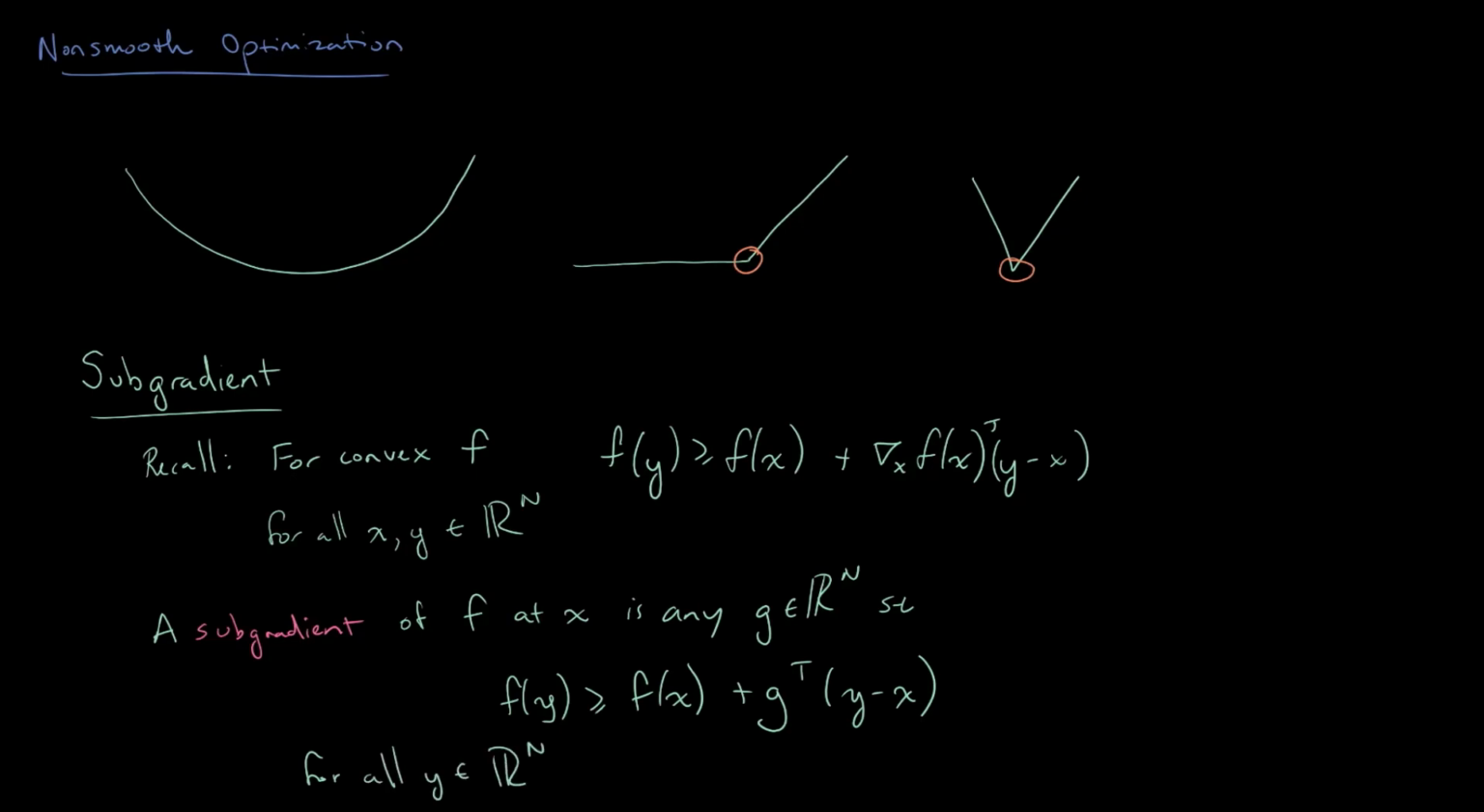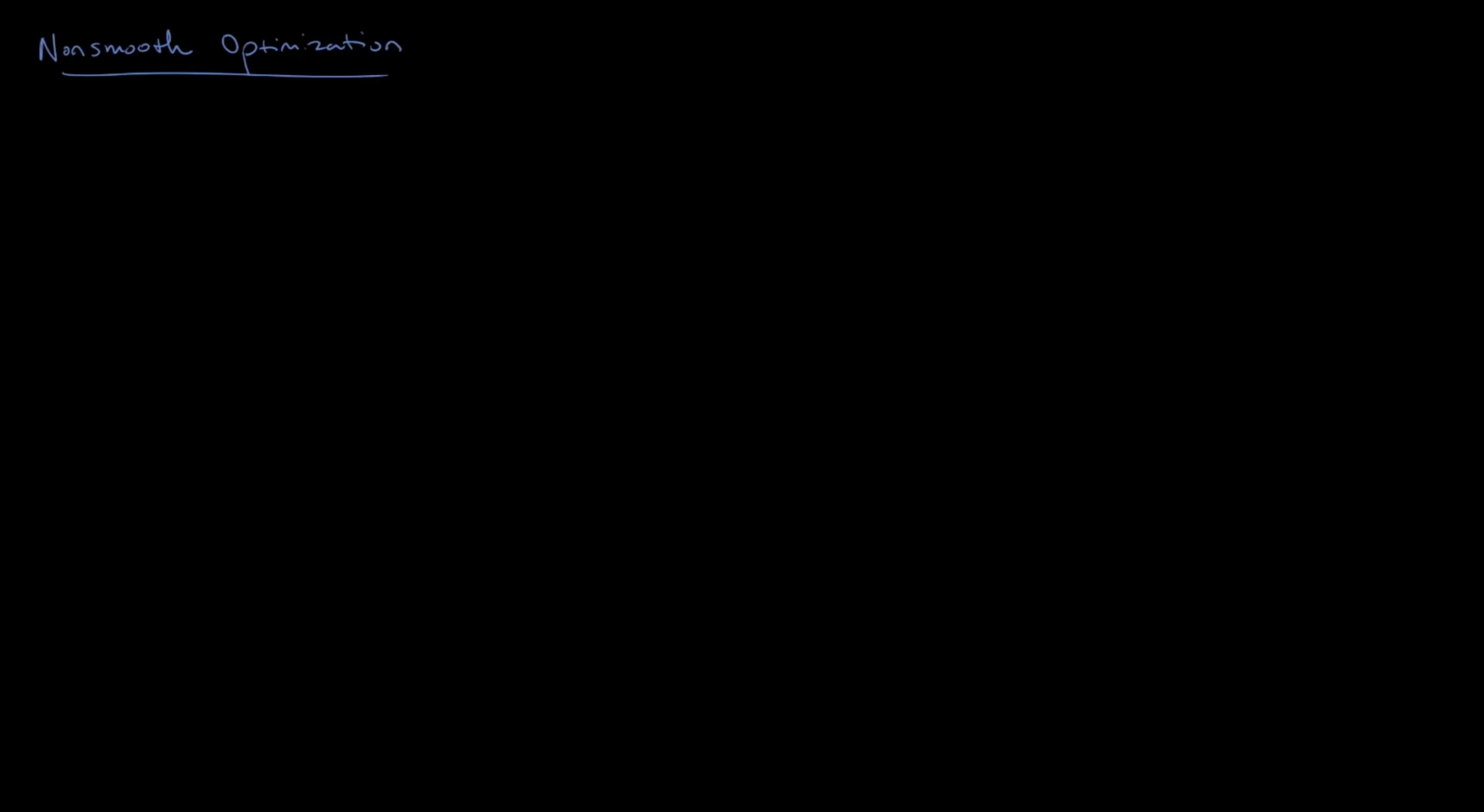Now, one of the things that's really different than when we're dealing with smooth functions is that there can be more than one subgradient of a non-smooth function at a particular point. And so rather than talking about the subgradient, we talk about what we call the subdifferential, which we give the notation ∂f(x). And this is just the set of all possible subgradients of f at x.